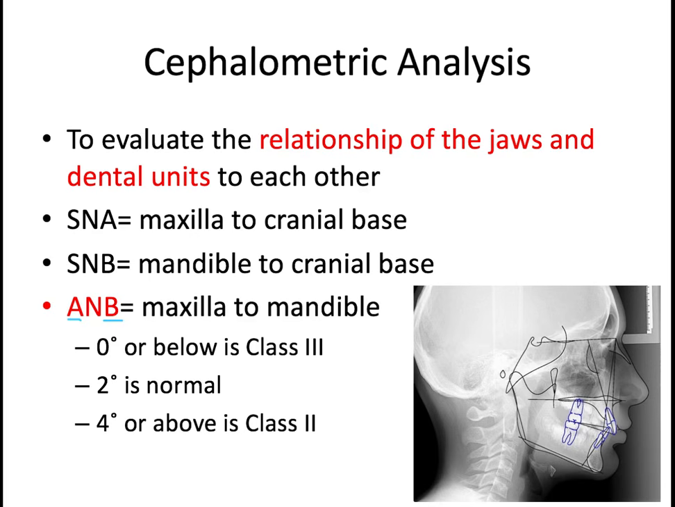Because again, we're talking about the jaw units. We're not looking specifically at what the teeth are doing. So 0 or below, class 3. Around 2 degrees is considered normal. 4 degrees or above is considered class 2. So this is what will most likely come up on the board exam. They'll give you an angle, and if it's 0 or below, class 3, 4 or above, class 2, and if it's somewhere between 0 and 4, that's a normal class 1 skeletal relationship.